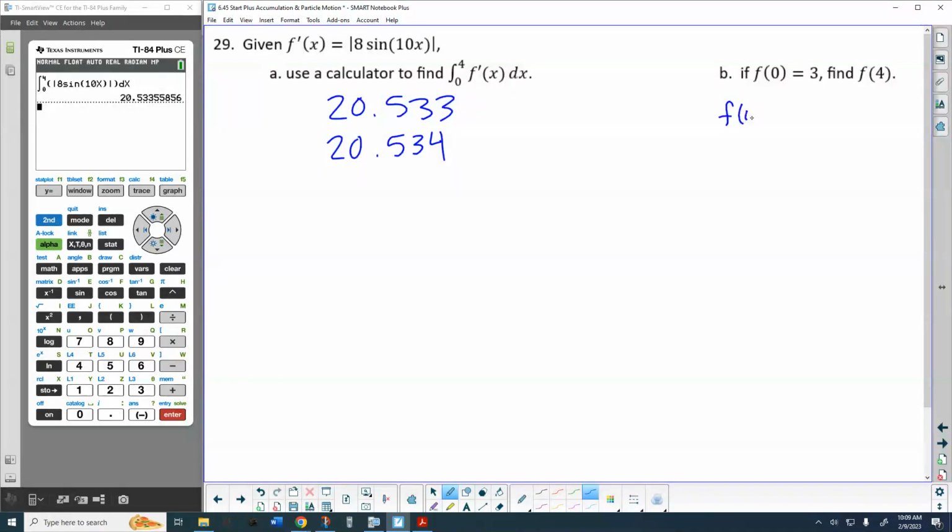Yeah, f of 4 is just going to be 3 plus that integral that we just did. Yeah, 0 to 4. Because this is f of 0, right? So our integral needs to start at 0 because this is f of 0. So our integral starts at 0, goes up to 4 of f prime of x dx. So it's 23.533 because we just need to add 3.